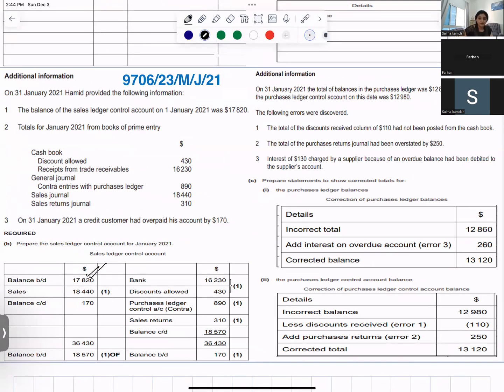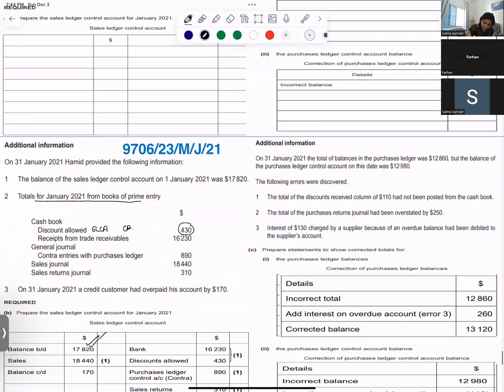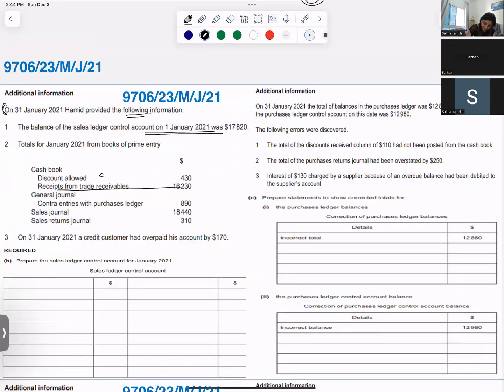One minute, hang on. So the next, come on, read. Totals for January 2021 for books of prime entry. Discount allowed. Where will it go? This discount allowed is SLCA, which side? SLCA credit side. Okay. Receipts from trade receivables. That's credit sales. So debit side from SLCA.